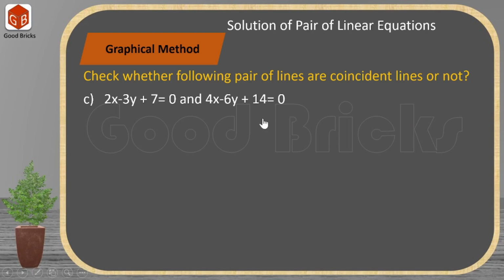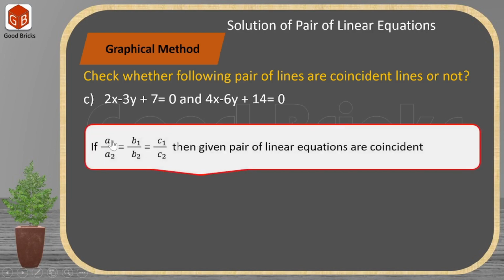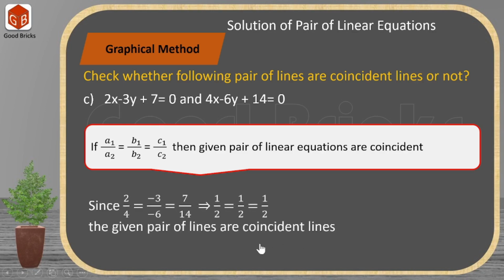Here we need to check whether these two lines are coincident or not, and the condition is if all these ratios are equal, then we can say this pair of lines are coincident lines. And see here, all these ratios are equal. Hence we can say the given pair of lines are coincident lines.